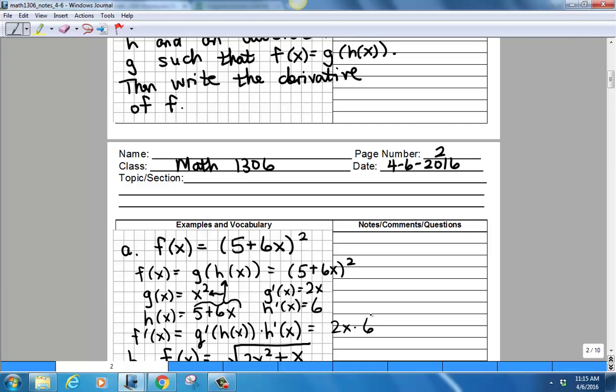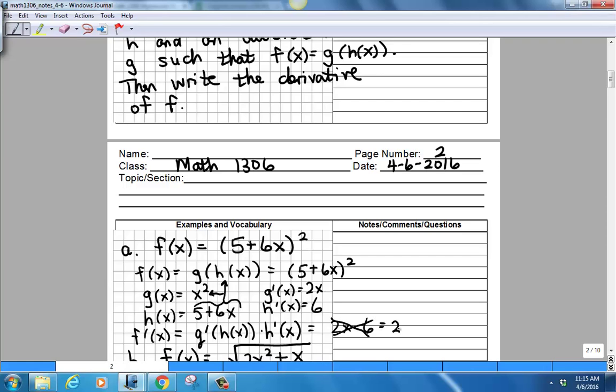This is what I have to point out to you. It says take the derivative of g and plug h into it. Okay? Plug h into it. Then multiply by the derivative of h. So you're not going to write down just 2x times 6. You're going to put what in for x? h, which is 5 plus the 6x. And then multiply it by the derivative of h. So this is almost the right formula, but this is not quite the right formula.